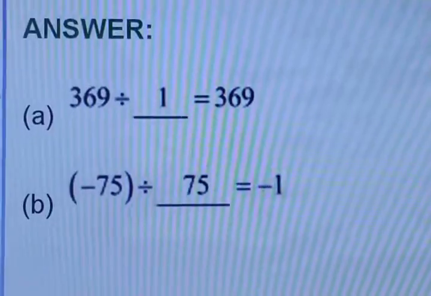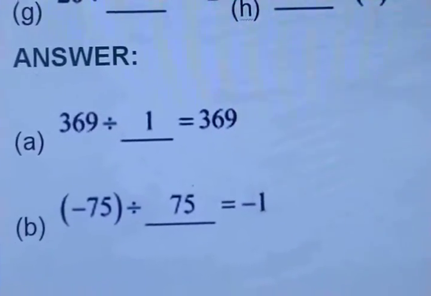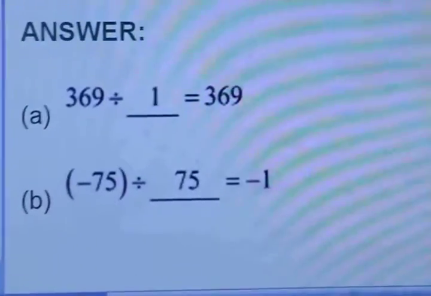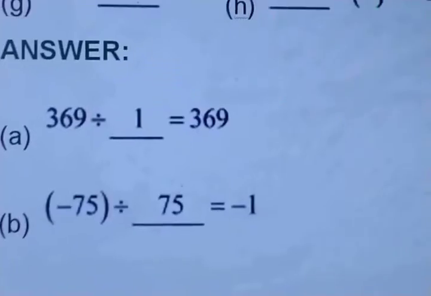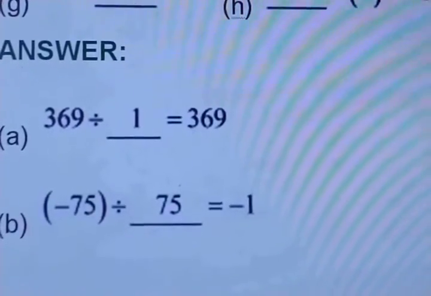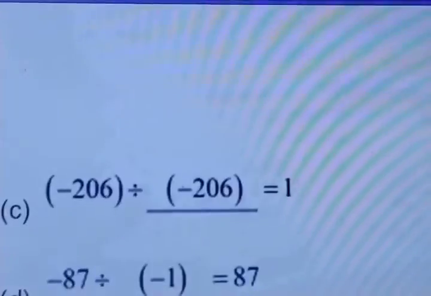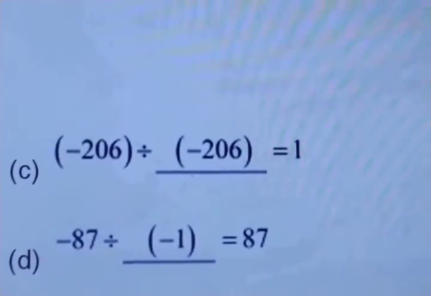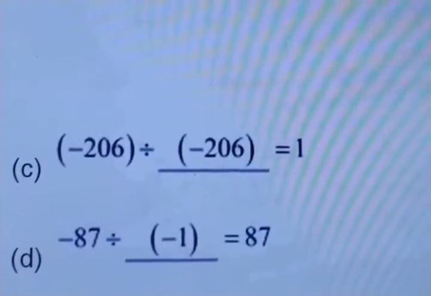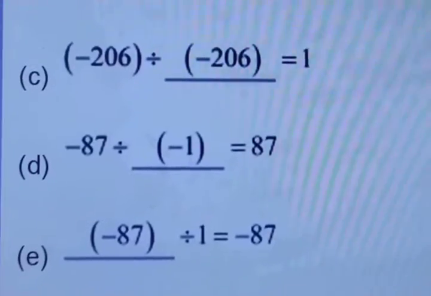First answer, 369 divided by 1 is equal to 369. Second answer, minus 75 divided by 75 is equal to minus 1. Written. Now come third. Minus 206 divided by minus 206 is equal to 1. Fourth, minus 87 divided by minus 1, 87.